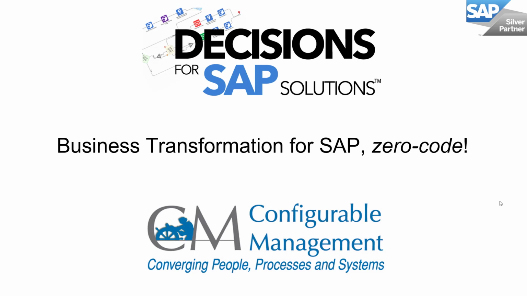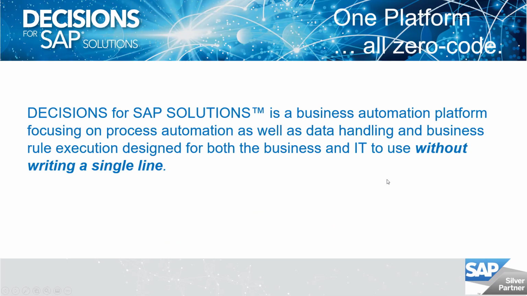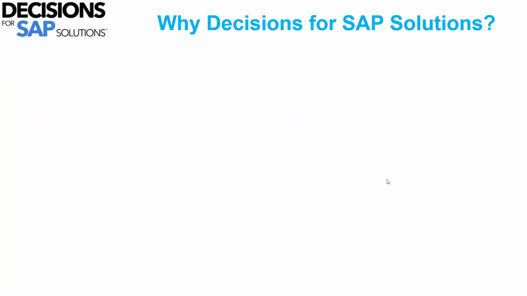This video is an overview of our Decisions for SAP Solutions automation platform. Decisions for SAP Solutions is a business automation platform that focuses on process automation as well as data handling and business rule execution, and is designed for both the business and IT to develop solutions without writing a single line of code.